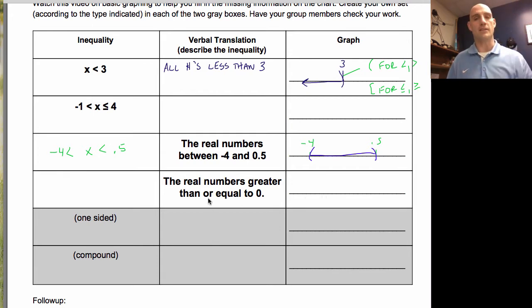Down here in the gray boxes, what you're going to do is write a one-sided inequality. This is a one-sided inequality. In here, you're going to write a compound inequality, and you're going to fill out the boxes. So you are creating the problem and filling in the 3 boxes for it. You can't use the one that I used, though.